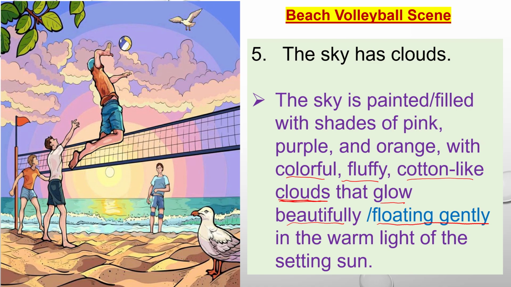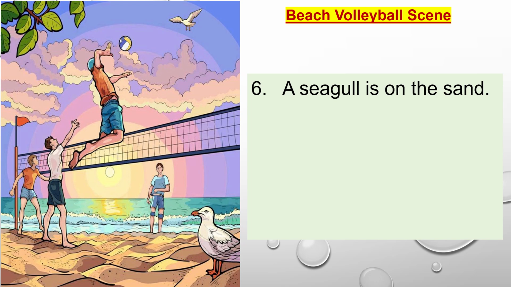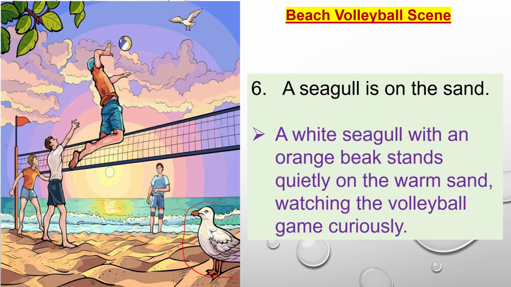Clear? Move to the next sentence. A seagull is on the sand. Now, simple. This is the seagull that you can see. Now, what you can define, you can add color details and what it is doing, right? So by adding these things, the sentence is converted into a white seagull with an orange beak stands quietly on the warm sand, watching the volleyball game curiously. See how this simple sentence converts into a beautiful sentence by adding details, color details.